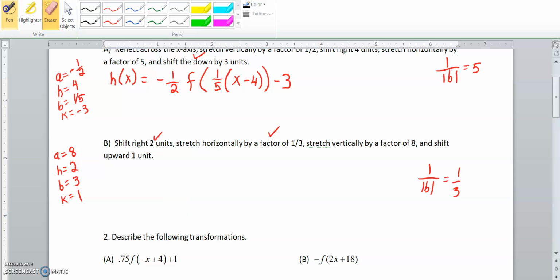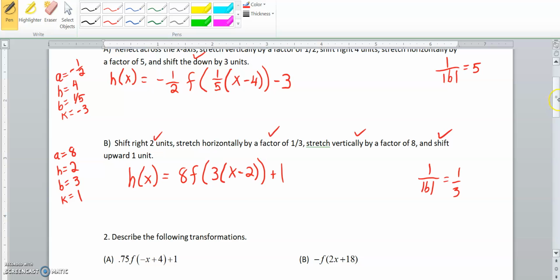So let me get rid of those dots. Okay, so we would write this as H of X is equal to 8 F of 3 of X minus 2, plus 1. There we go. We've got all of our factors accounted for. Shift, horizontal stretch. Yep, perfect. All right, here's your answer.